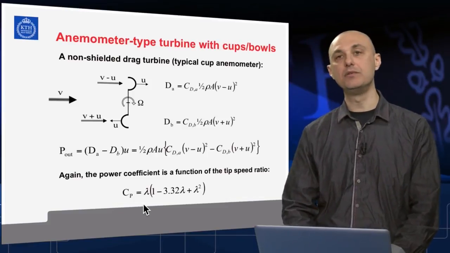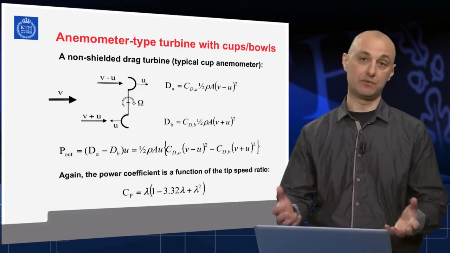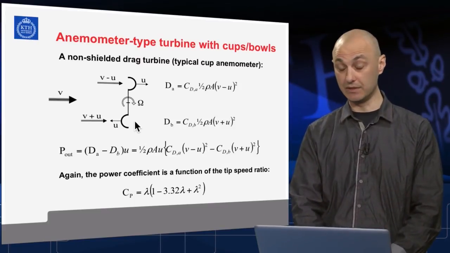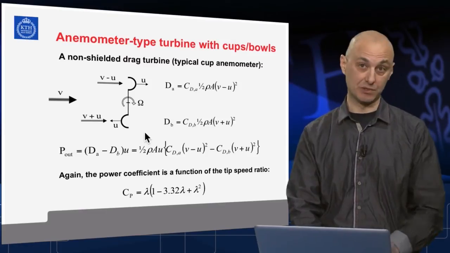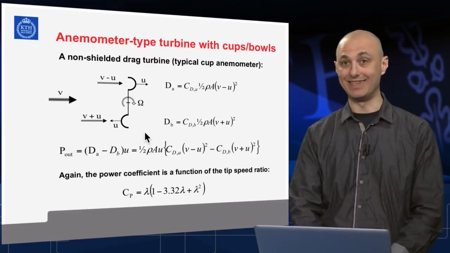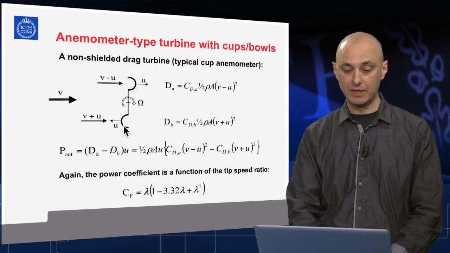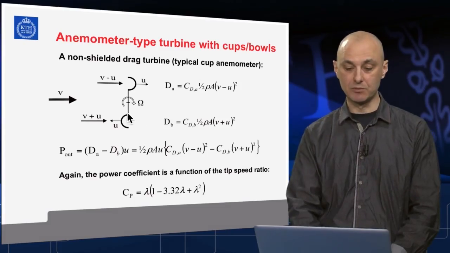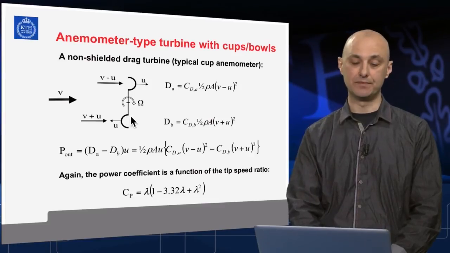Now moving to the real case, that would be the cup anemometer, a drag force turbine where there is no shield, and of course it's impossible to shield any part of the rotor very nicely. But the part of the blade that moves against the wind hopefully has a very low drag coefficient. That would be the cup with its convex part facing the wind.